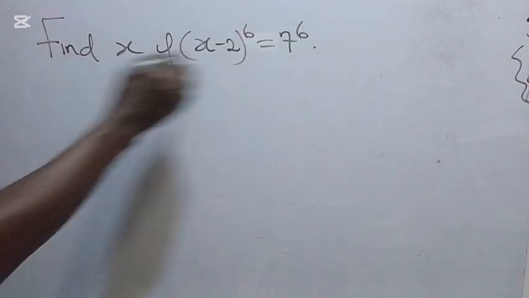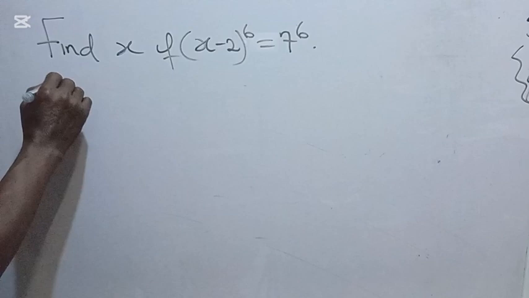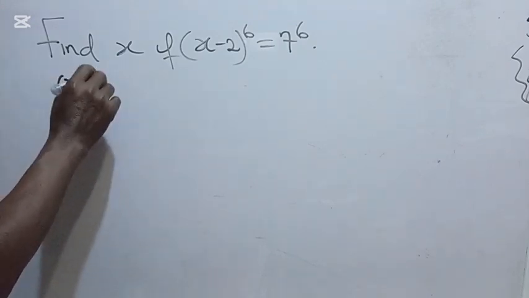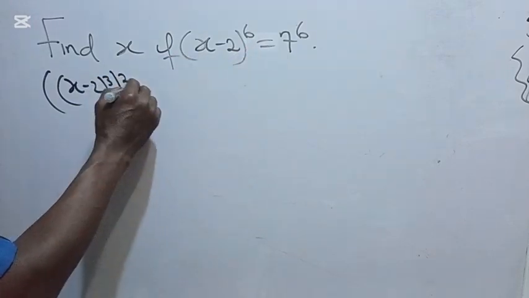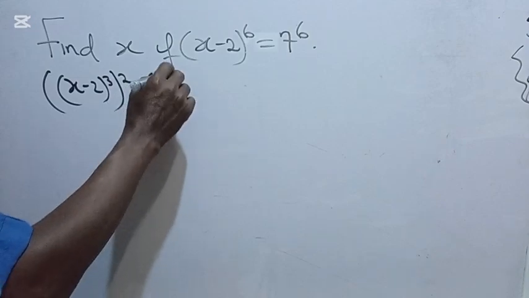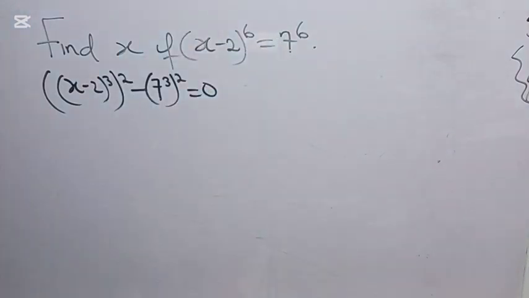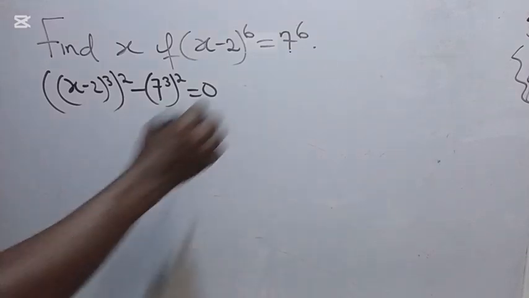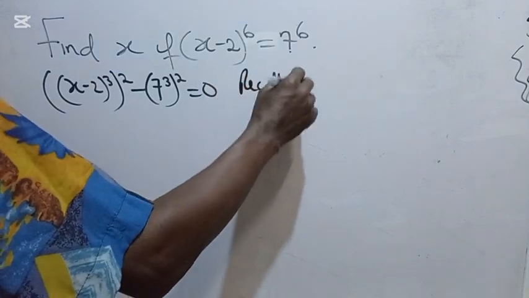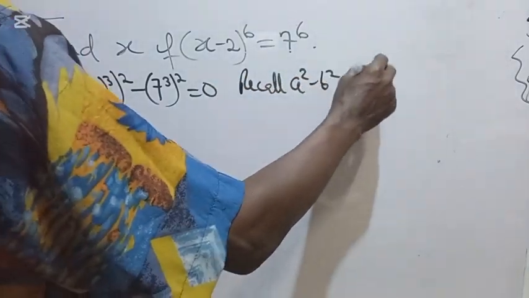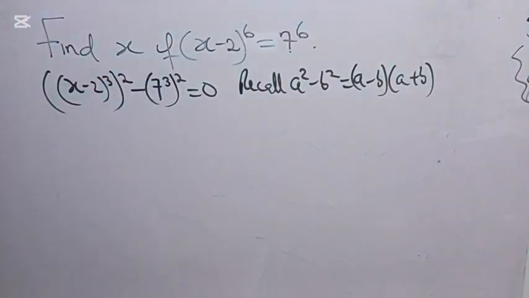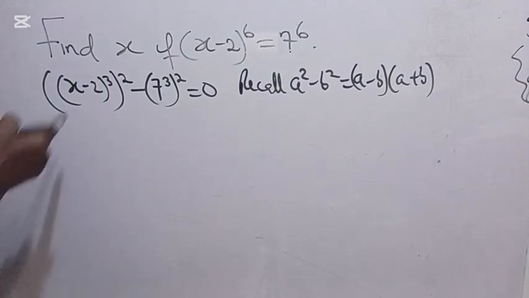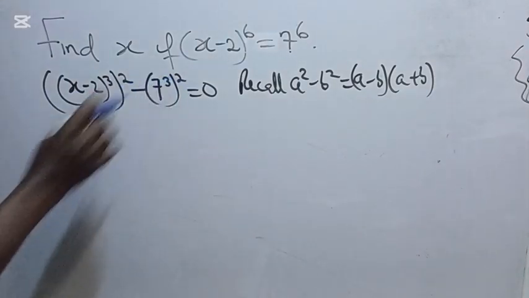Now, let's rewrite this as (x minus 2) to the power of 3, everything raised to power 2. Then, when you bring this one here, it becomes minus 7 to the power of 3, raised to power 2. You are left with 0 here. So, this obviously looks like a difference of 2 squares, where you recall a squared minus b squared is equal to (a minus b)(a plus b). That's the difference of 2 squares. We have broken 6 into 3 and 2. So, the whole of this minus the whole of this.